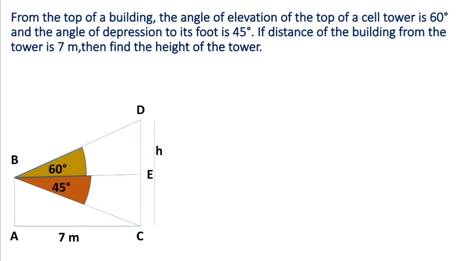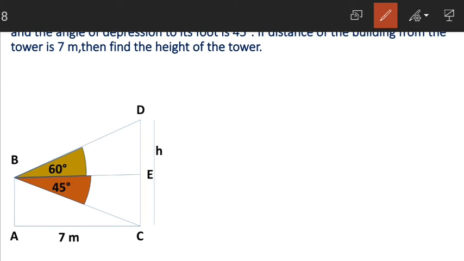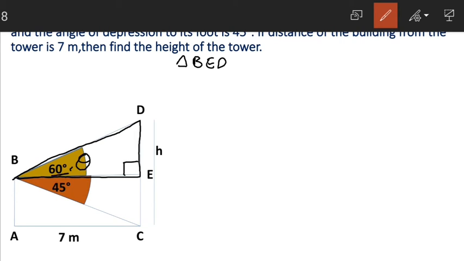For this, I am considering the triangle BED. Here at E there is a right angle, and the particular angle theta is 60 degrees. So the side DE, which is opposite to this theta, is called the opposite side, and the side BE, which is adjacent to this theta, is called the adjacent side, and the side opposite the 90 degrees, BD, is called the hypotenuse.